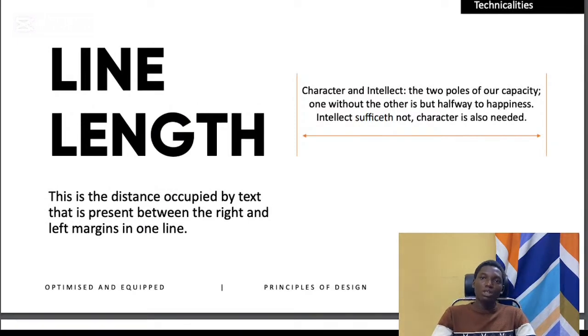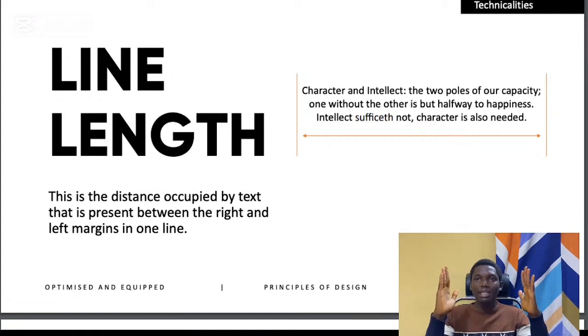There's a way in which you can extend the line length. There's a way in which you can construct the line length. If you are talking about the line length, it means the distance occupied by text in these lines between the right and the left hand margin. This is the right and left hand margin. So the distance from this place to this place, this thing occupies 12 stones.